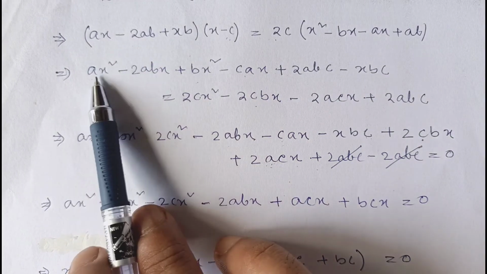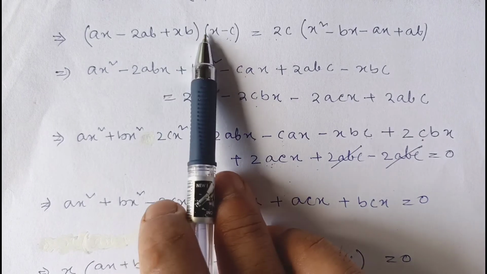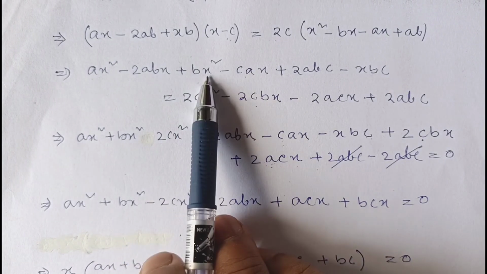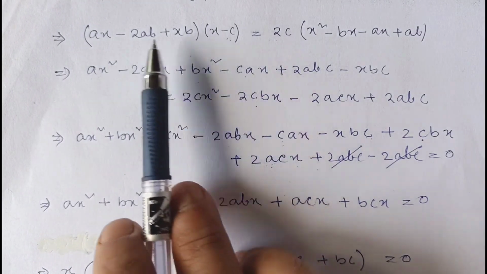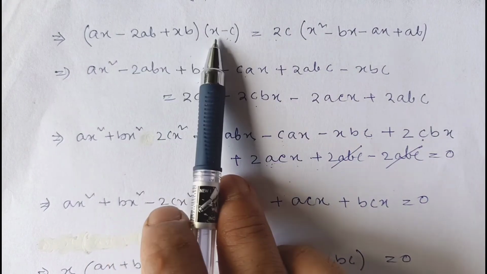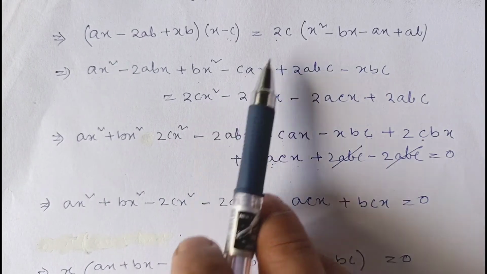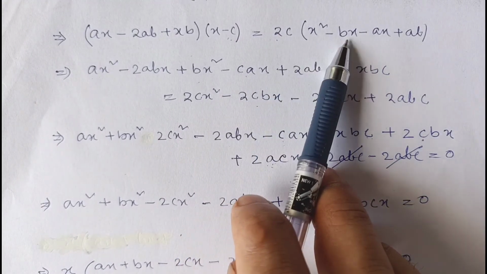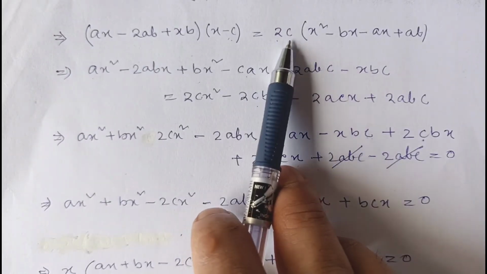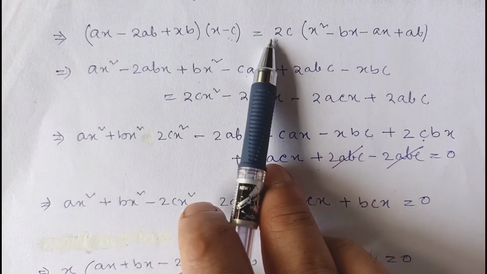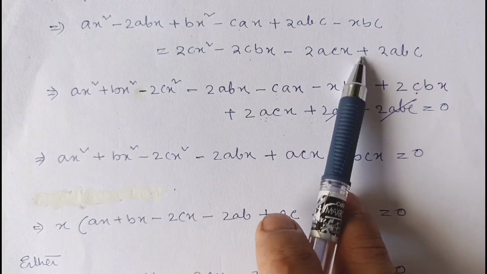Now x into ax will be ax square, plus minus minus twice ab into x, twice abx, plus bx square, then minus c into ax, minus cax, minus minus plus twice abc, plus minus minus xbc, equals 2cx square plus minus minus 2bxc, twice bcx, plus minus minus 2cax, plus into plus plus twice abc. Now we will transfer these terms to the left hand side.